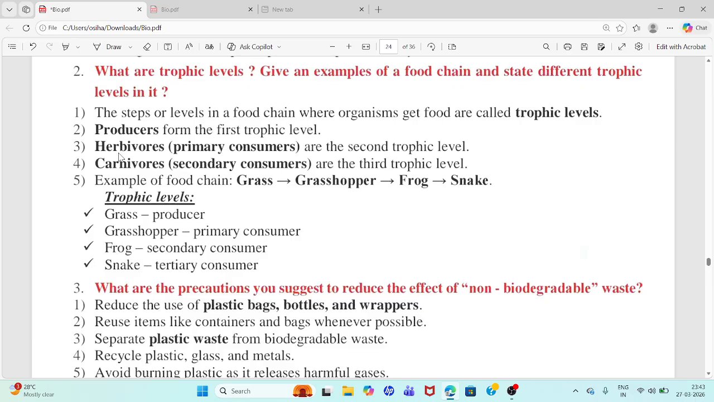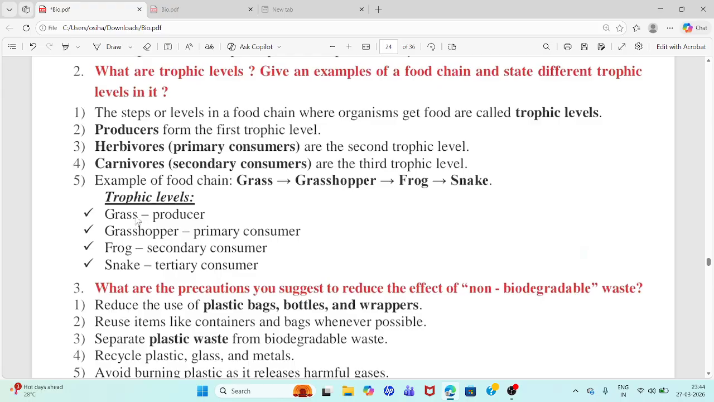Producers, herbivores, carnivores. Producers are the first trophic level. Herbivores are the second trophic level. Carnivores are the third trophic level. Herbivores are primary consumers and carnivores are secondary consumers. Example of food chain: grass, grasshopper, frog, snake.